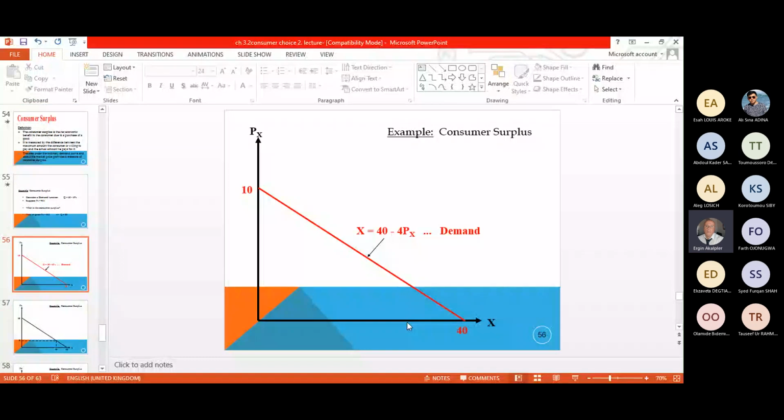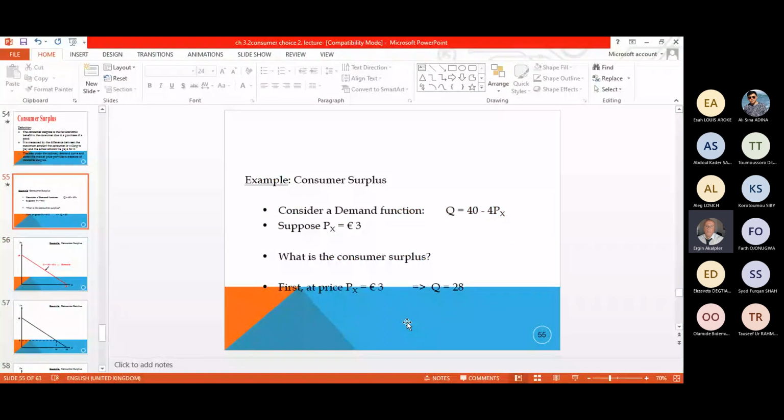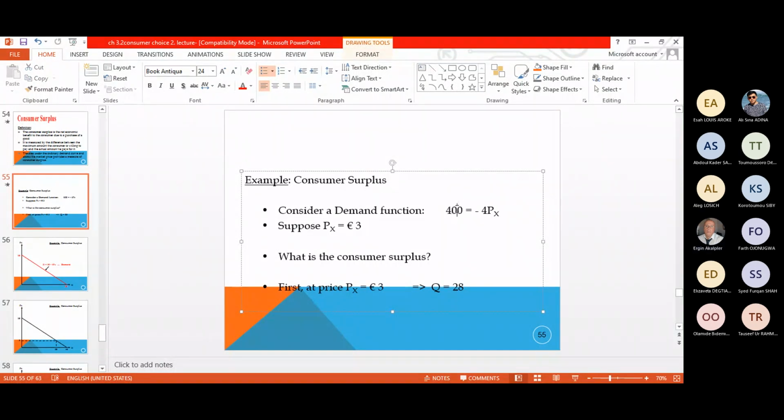Then you represent this 10, which is the PX price. When Q is 0, the price is 10. Let me show you here. When Q is 0, you add this here for finding this, then divide by 4, and you will get 10. PX is 10 when Q is 0, when there is no purchase. Did you get it?